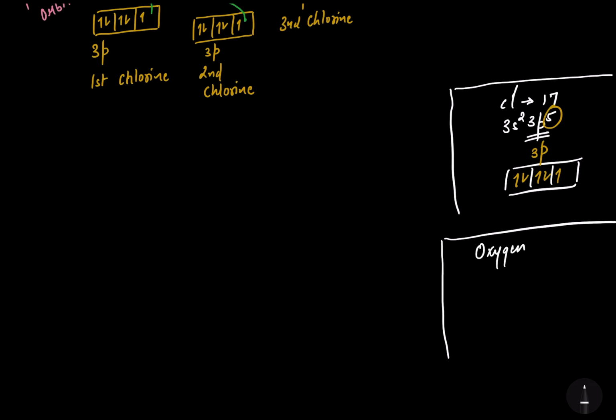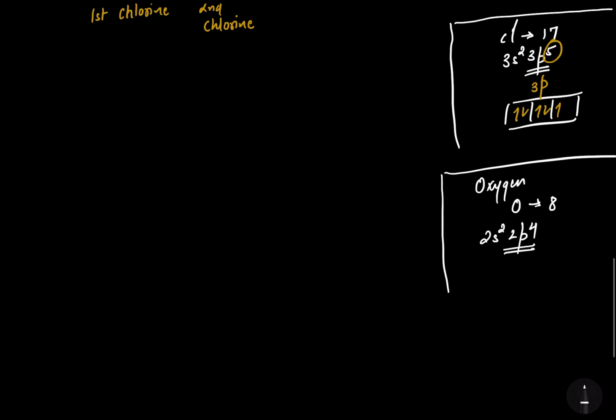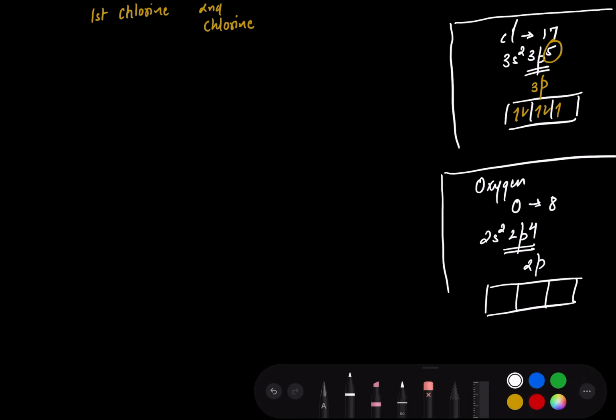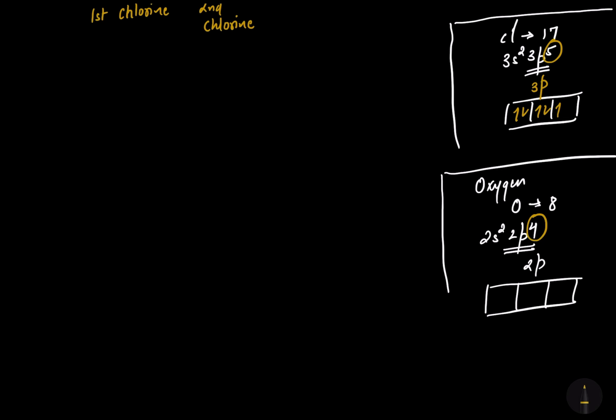What's the atomic number of oxygen? It's 8. What will be the valence electronic configuration in terms of subshell? That will be 2s2, 2p4. That means we first have to draw the 3 orbitals of 2p. We have 4 electrons in 2p, so first, second, third and fourth. This is Hund's rule: all the degenerate orbitals will first get 1 electron each. After that pairing will start.